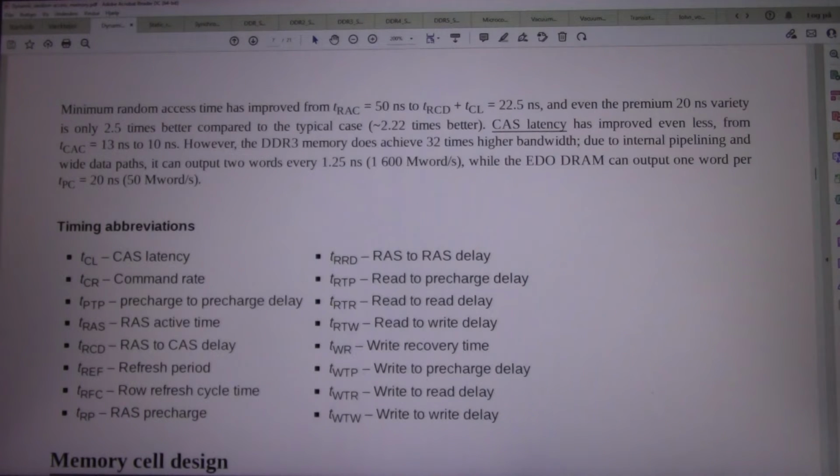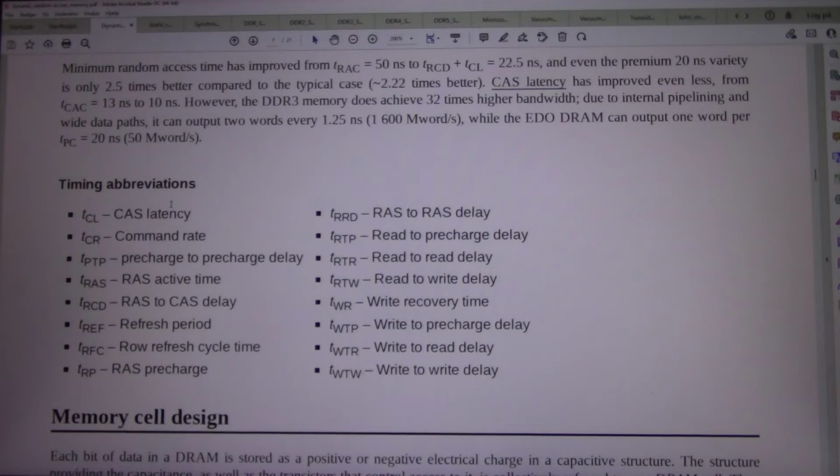Minimum random access time has improved from tRAC equals 50 ns to tRCD plus tCL equals 22.5 ns, and even the premium 20 ns variety is only 2.5 times better compared to the typical case, 2.22 times better. CAS latency has improved even less, from tCAC equals 13 ns to 10 ns. However, the DDR3 memory does achieve 32 times higher bandwidth. Due to internal pipelining and wide data paths, it can output 2 words every 1.25 ns, 1600 Mword/s, while the EDO DRAM can output 1 word per tPC equals 20 ns, 50 Mword/s.